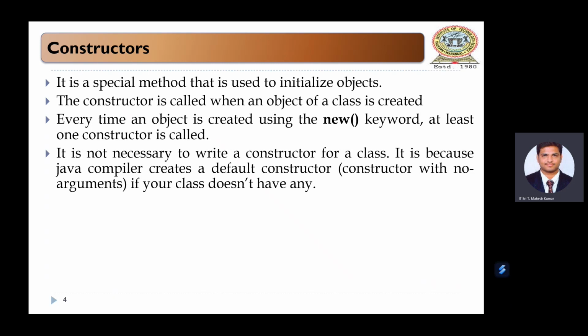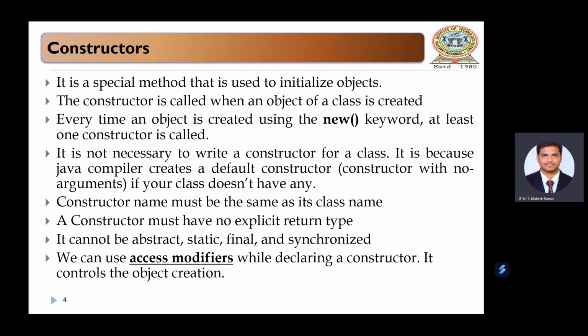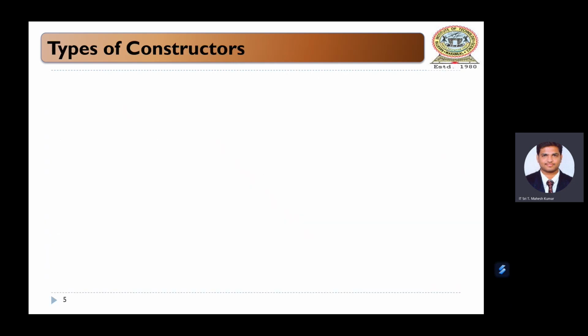It is not necessary to write a constructor for a class. Why? Because the Java compiler by default creates one constructor, which is called the default constructor, if the particular class does not have any constructors. The constructor name should be the same as the class name, and it does not have any return type, and it cannot be abstract, static, final, or synchronized. We can use access modifiers while declaring a constructor so that it controls the object creation.